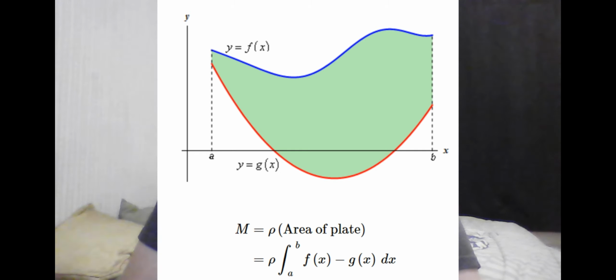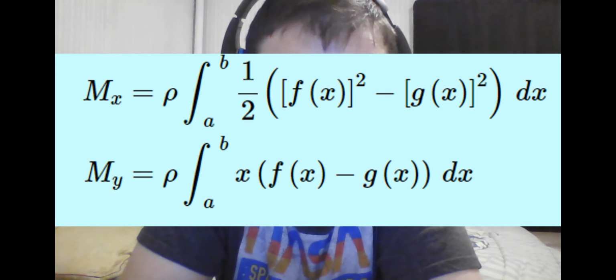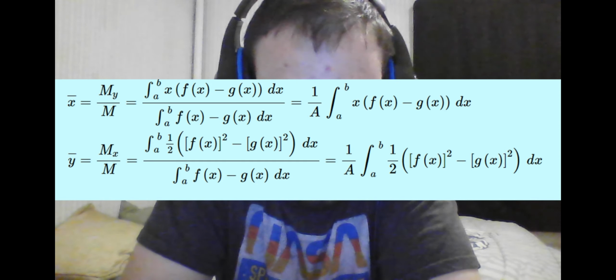We next use these two equations for the moments along the x and y axis, or the tendency to rotate around these axes, which may not seem helpful by themselves. But if we were to divide the moment of x over the overall mass and the moment of y over the overall mass, we would get the exact coordinates for the center of mass.